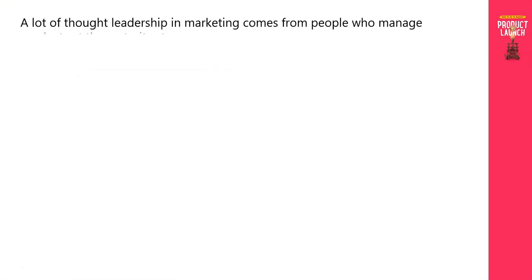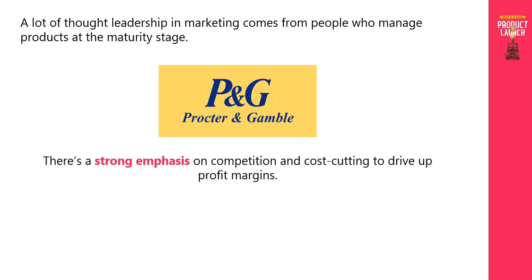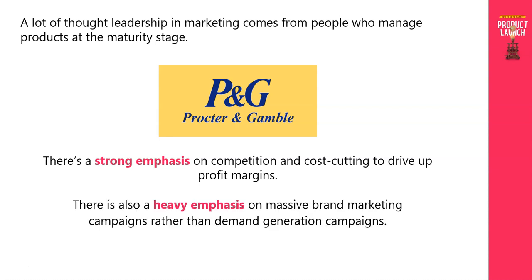A lot of thought leadership in marketing comes from people who manage products at the maturity stage. Often these products are consumer packaged goods from companies such as Procter & Gamble. At this stage, there's a strong emphasis on competition and cost cutting to drive up profit margins. There's also a heavy emphasis on massive brand marketing campaigns rather than demand generation campaigns.